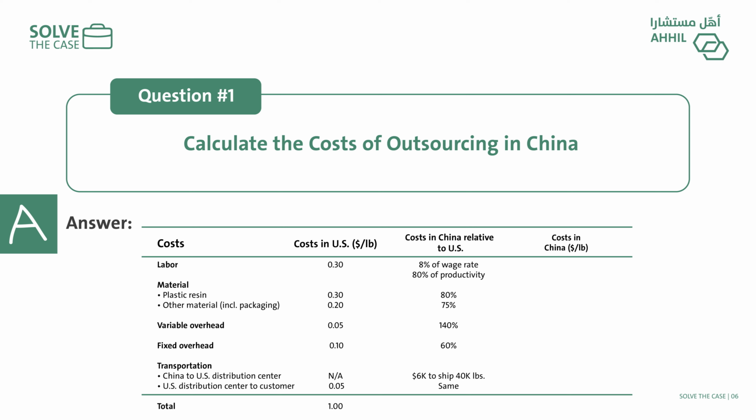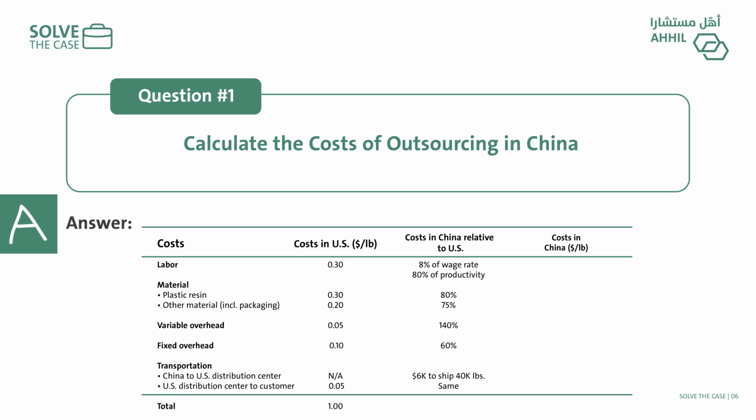For the variable overhead, in our case, it costs us more in China. The cost is 140% of the costs in the US. So what we would do is just multiply the 5 cents, which is 0.05, by 1.4, which is the same as 140%. We would do the same for the fixed overhead, which is 0.1 multiplied by 0.6.